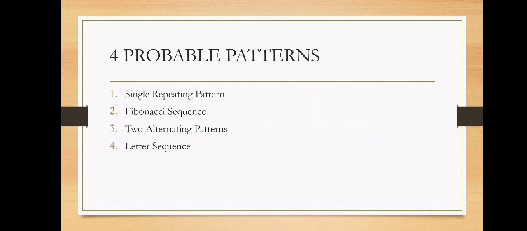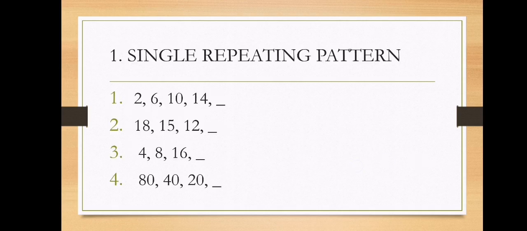4 probable patterns. Number 1, single repeating pattern. Number 2, Fibonacci sequence. Number 3, 2 alternating patterns. And number 4, letter sequence. What is single pattern? Single repeating pattern. So, sa single repeating pattern, pwede nating gamitan ng addition, subtraction, multiplication, and division.